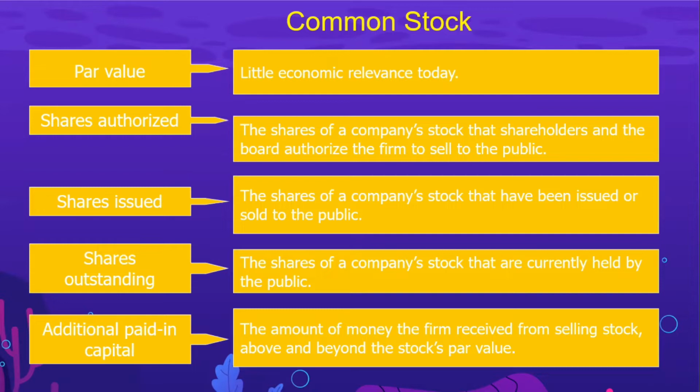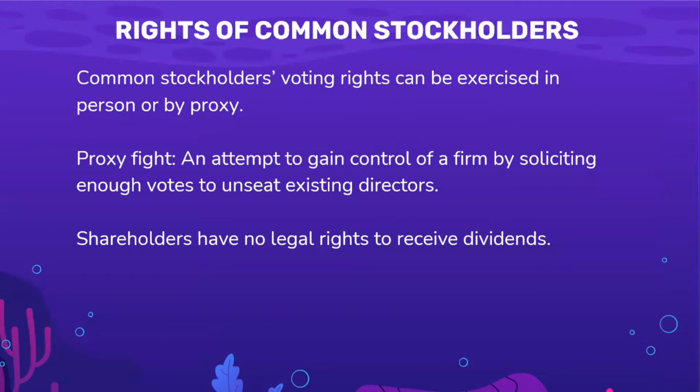So additional paid-in capital is the amount of money the firm received from selling stock above and beyond the stock's par value. So what are the rights of common stockholders? These are just basic rights. Common stockholders' voting rights can be exercised in person or by proxy. So meaning if the stockholder cannot attend the general meeting in person, by all means he can sign a proxy.